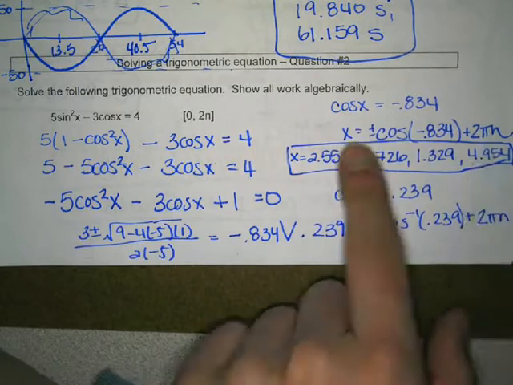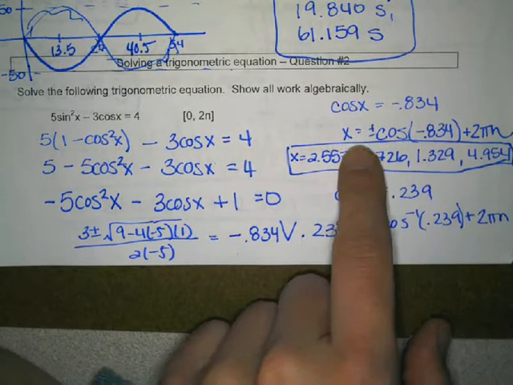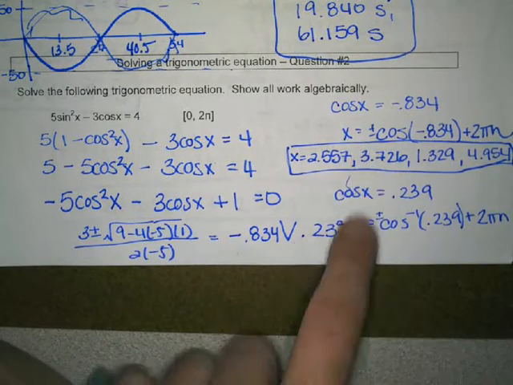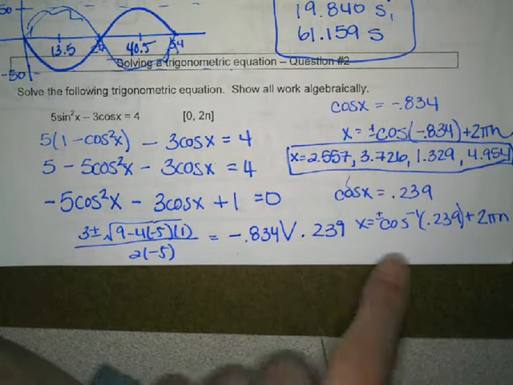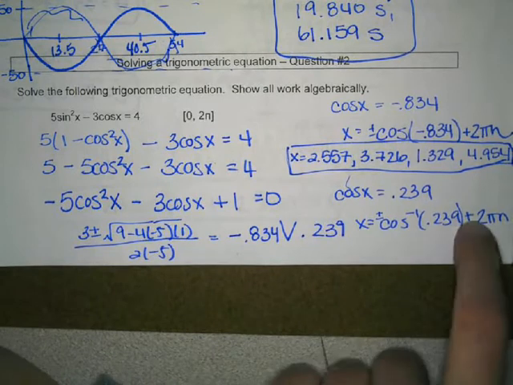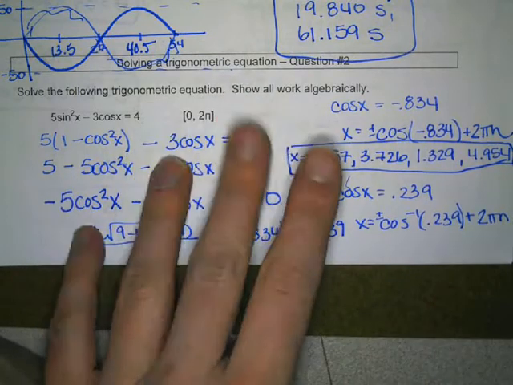I put the positive version into my calculator, the negative version into my calculator. Same thing down here, I took the arc cosine of both sides, put the positive version in, put the negative version in. So you have 4 different equations that you're working with.